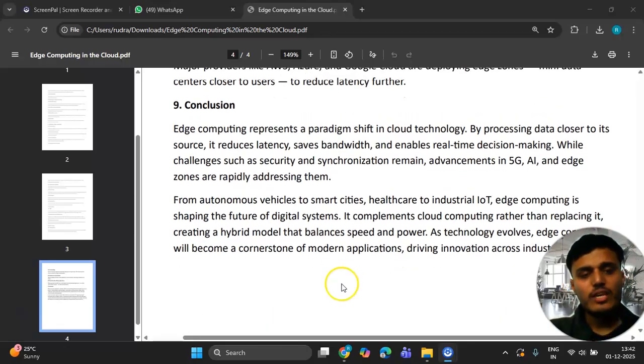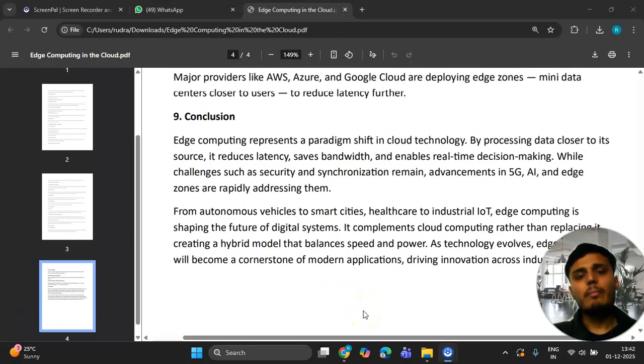So, in conclusion, edge computing represents a paradigm shift in cloud technology by processing data closer to the source. It reduces latency, saves bandwidth, and enables real-time decision making. While challenges such as security and synchronization remain, advancements in 5G, AI, and edge zones are rapidly addressing them.